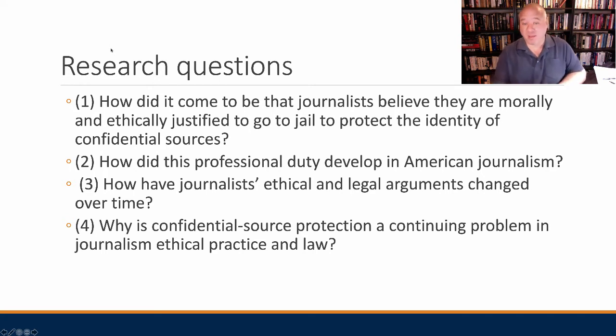How did it come to be that journalists believe they are morally and ethically justified to go to jail to protect the identity of confidential sources? How did this professional duty develop in American journalism? How have journalists' ethical and legal arguments changed over time? And why is confidential source protection a continuing problem in journalism, ethical practice, and law?